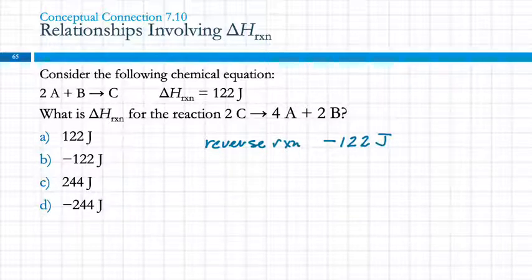What's the other thing that's different? The coefficients, right? Here the coefficient on C is 1, and here it's 2. Here A is 2, and here it's 4. B is 1, and here it's 2. It was all multiplied by 2. I've got twice as much stuff reacting, and so I've got twice as much energy change. So what's the answer? Minus 244. Letter D.